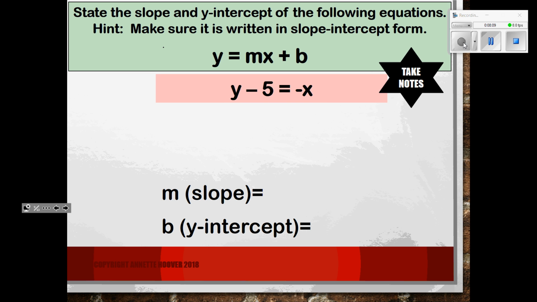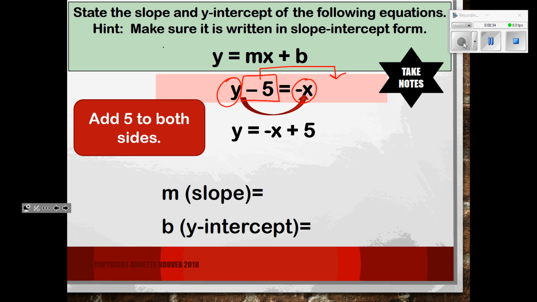Okay, look at this one. This time we have the y on the left side of the equation. That's good. We have the x on the right side of the equation. That's good. The only thing that's not in the right place is the y-intercept. This constant right here has to move from one side to the other. Since it's a negative 5, we are going to add 5 to both sides of the equation.